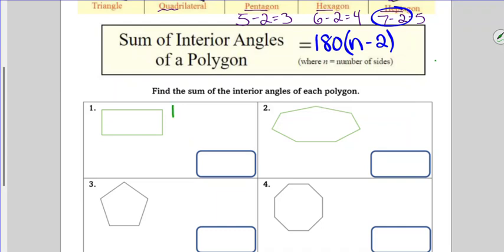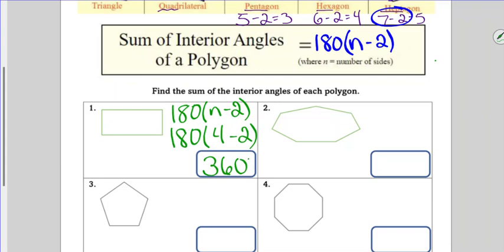So I'm thinking about really just plugging in the number of sides into this equation each time. 180 times the number of sides minus 2, so 4 minus 2, or 360. Some of this you're just going to memorize. Like if I see a quadrilateral, I know immediately that's 360 degrees. So you might not even need to plug into the formula, but it is helpful.